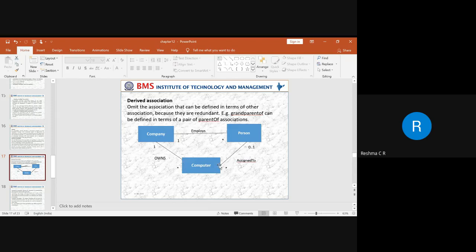So how do we relate a computer and a person? The computer is being assigned to the person. That means n number of computers will be assigned to one or 0 to 1 person. There can be n number of persons, so either all these computers will be assigned as one or two computers. That is how we are taking it as a derived association.